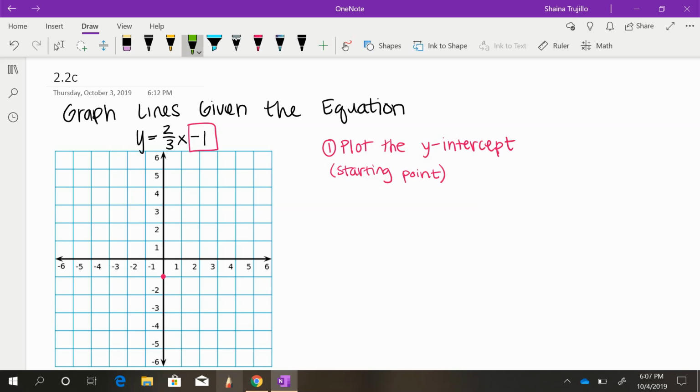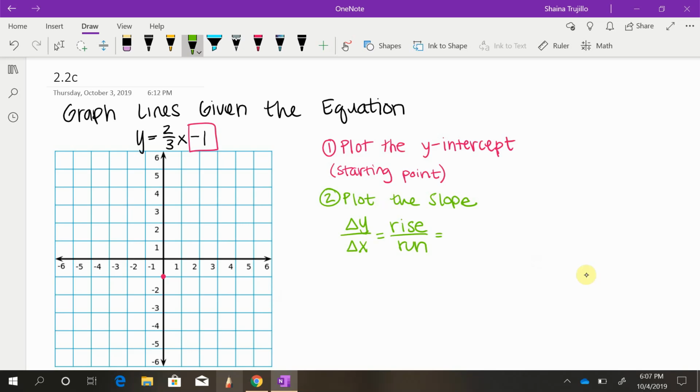Okay, my second step is that I want to try to plot the slope. Now, if you remember from our earlier class periods, our slope is the change in y over the change in x, or y over x. We also might know it as rise over run. Okay, so I'm going to go to my starting point, which is -1, and I'm going to go up a certain amount and over a certain amount, and that's what my slope is.